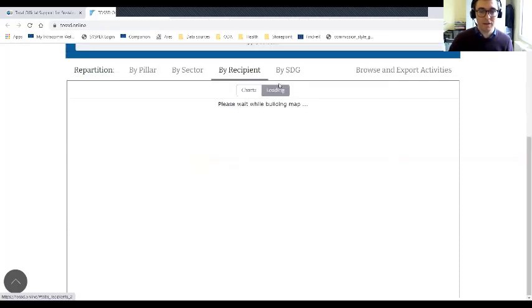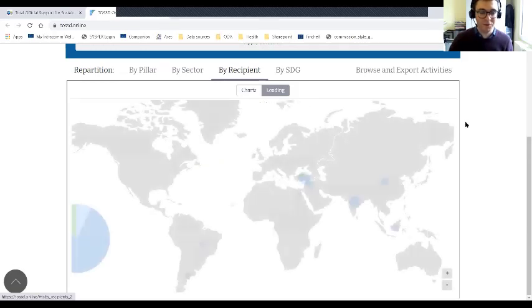You can also look at it on the map. Which takes a while, but it's still a lot faster, I can tell you, than the OECD DAC website. I'm not sure if you have had some experience with it last week when Stefano was presenting official development assistance, but that is a really slow website. This is already a lot better.